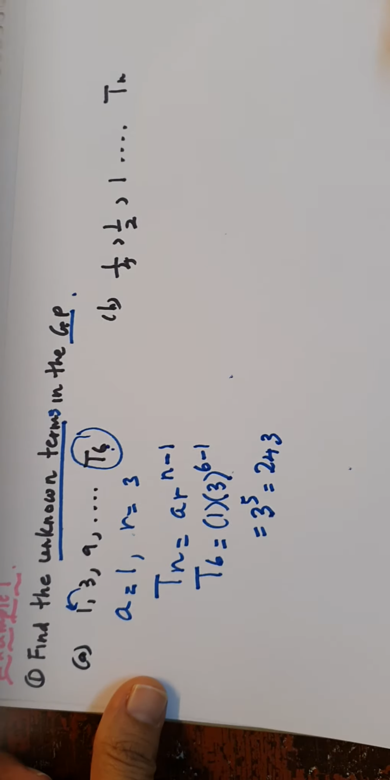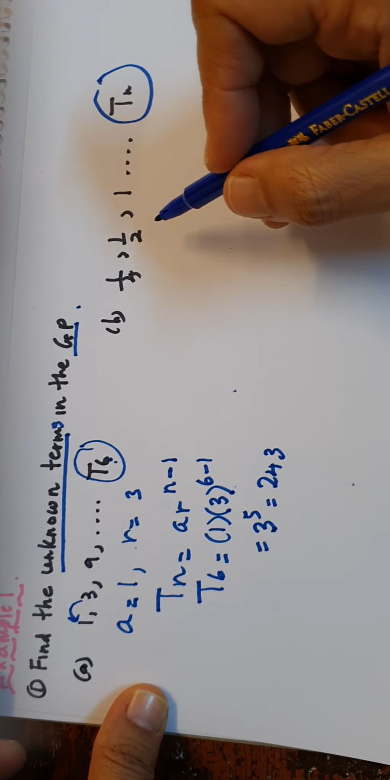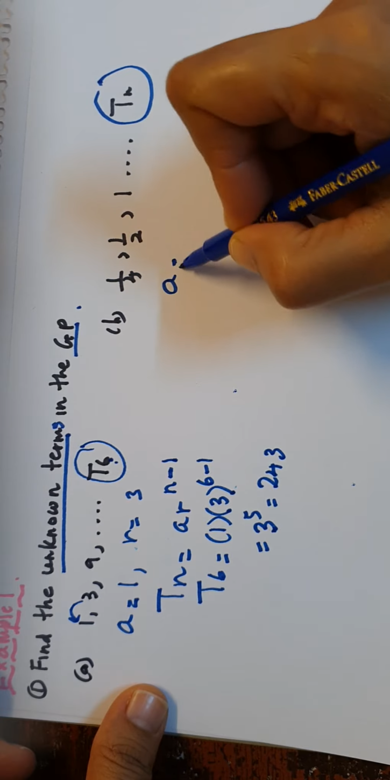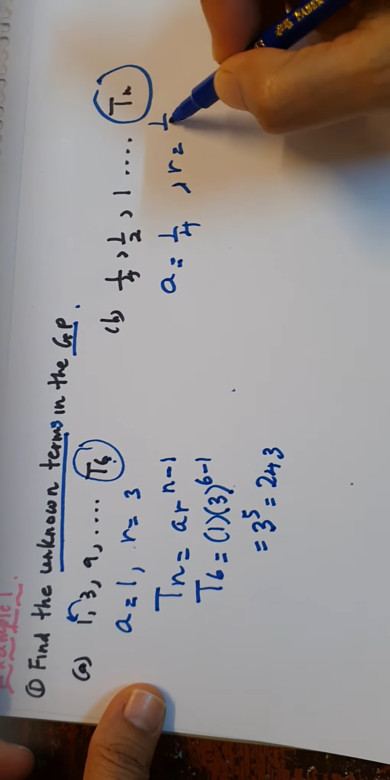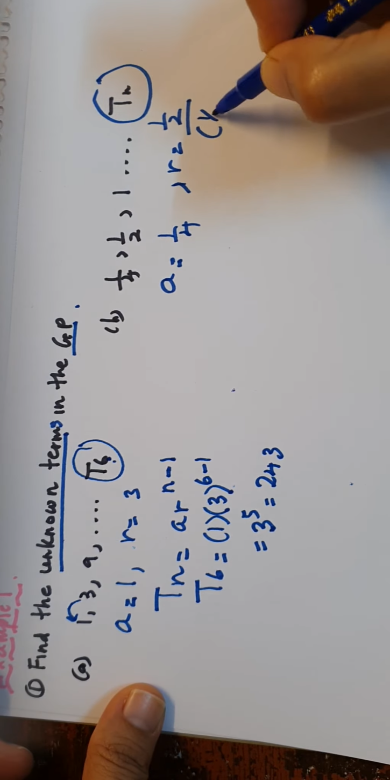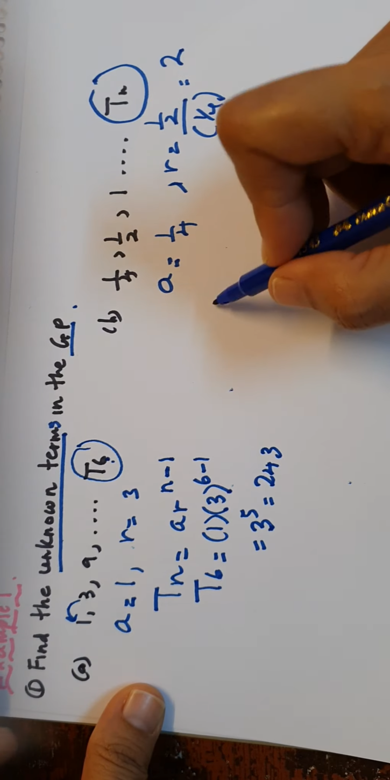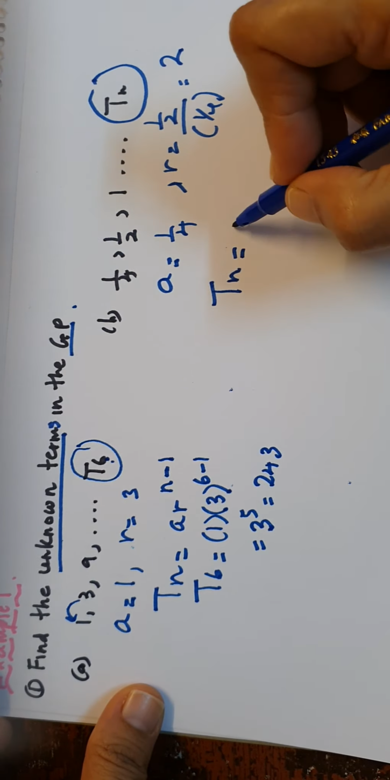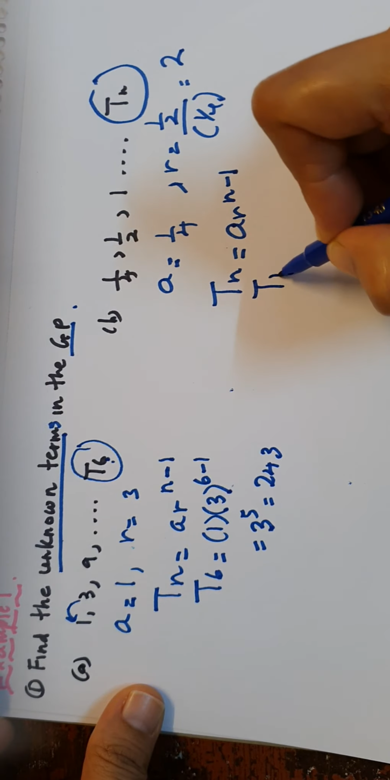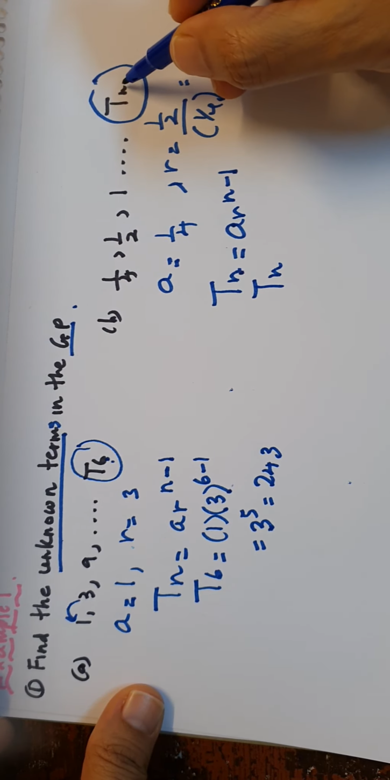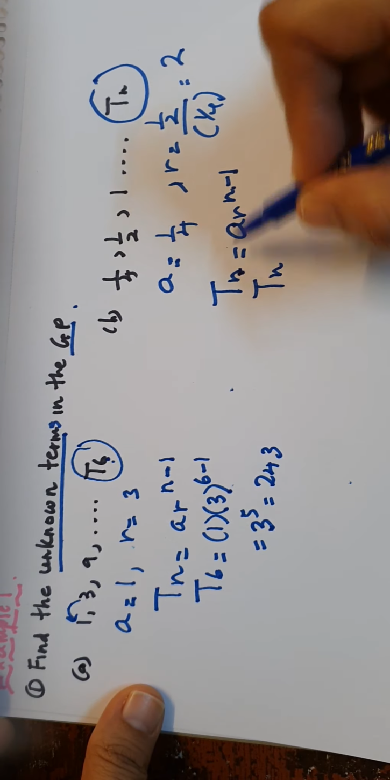Okay, let's go on. I want to find the n term. Okay, what's my first step? Write down your A. Write down your R. What is your R? 1 over 2 divided by 1 over 4. So it equals 2. Okay, done. Let me write down Tn. My n term equals ARN minus 1. You want to find Tn, so leave it. If you want to find Tm, you put m and m. If you want to find Tp, this will be p and p.